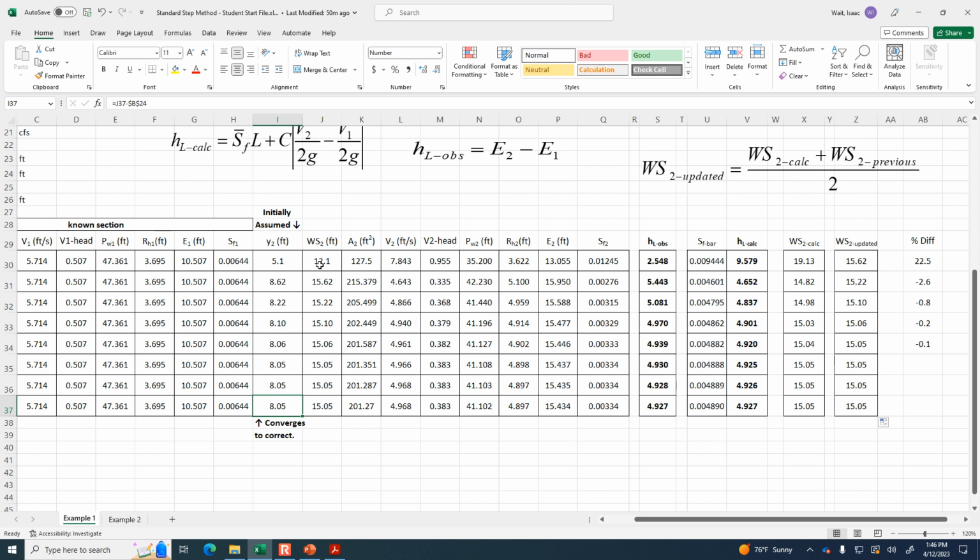So we went through a process of just guessing some value, and it kind of self-corrected and adjusted the guesses in subsequent iterations until the solution converged. And the final answer is the water depth at location 2, where the channel is rectangular, is 8.05 feet. Okay, so that is our final answer. And that's the standard step method.